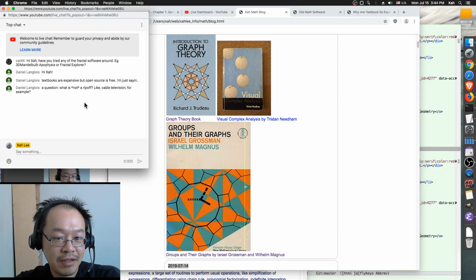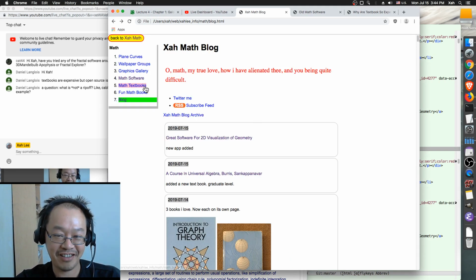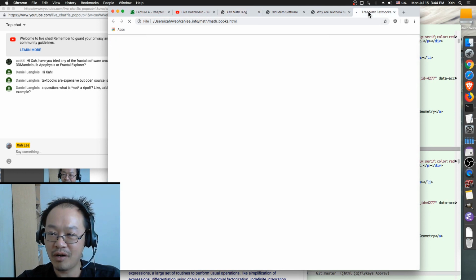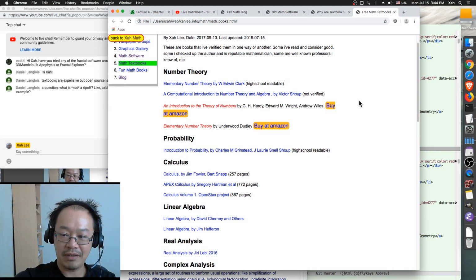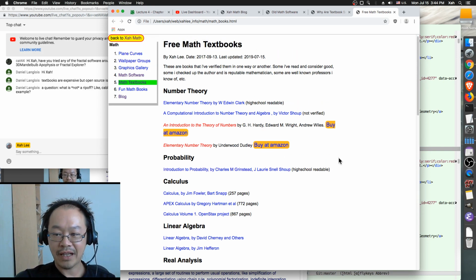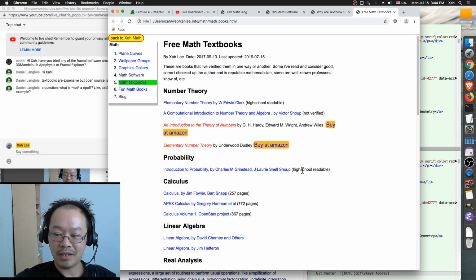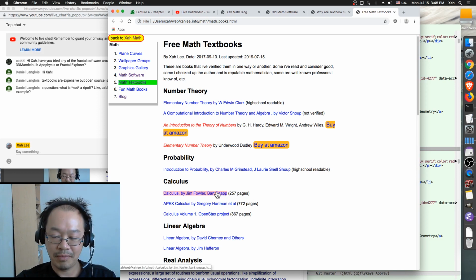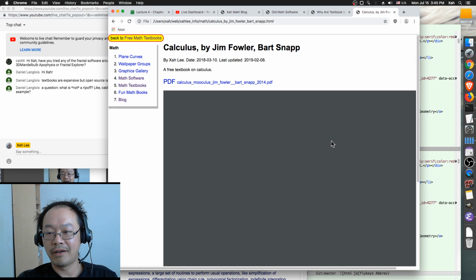Daniel Anglo says textbooks are expensive, but open source is free. Yes, very. I have a collection of free open source math textbooks. I talked about this a few months ago in my video. All of these are free. I collected and verified them, they are solid, quality material. Almost every one of them is written by professors. Mostly I have not read them, but I have verified the professor and the content is solid. So you can check out my collection of math textbooks.